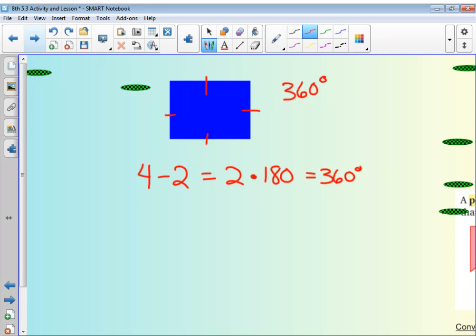Okay, so now if we go through and decide if it's concave or convex, looking at the vertices, they all point out, all of them point out. So this would be convex. Okay, as soon as you have one that caves in, then it's considered concave.